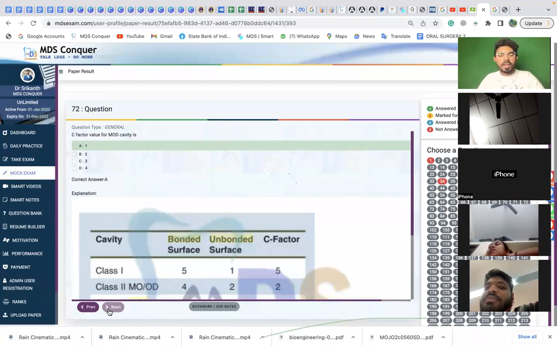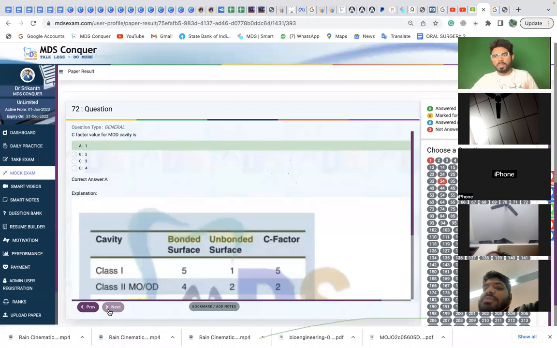M-body C factor, you have to calculate it like this: the unbonded surfaces are the mesial side, the distal side, and the occlusal surface. And for the bonded surfaces, you consider the entire buccal area as one bonded surface, the entire pulpal area as one bonded surface, and the entire lingual area as one bonded surface. So it is going to be 3 by 3. It is 1. That is how it is calculated in one of the standard books.